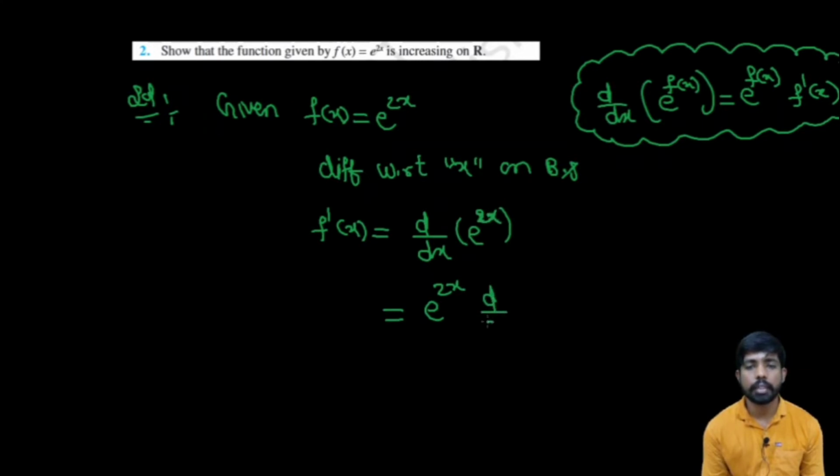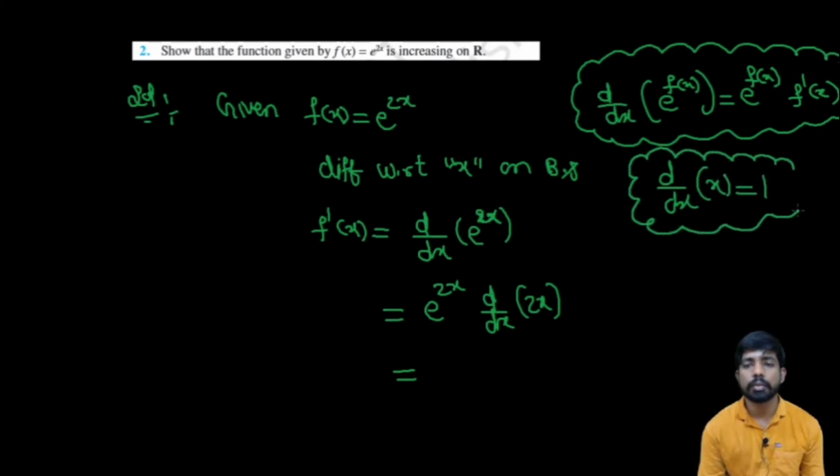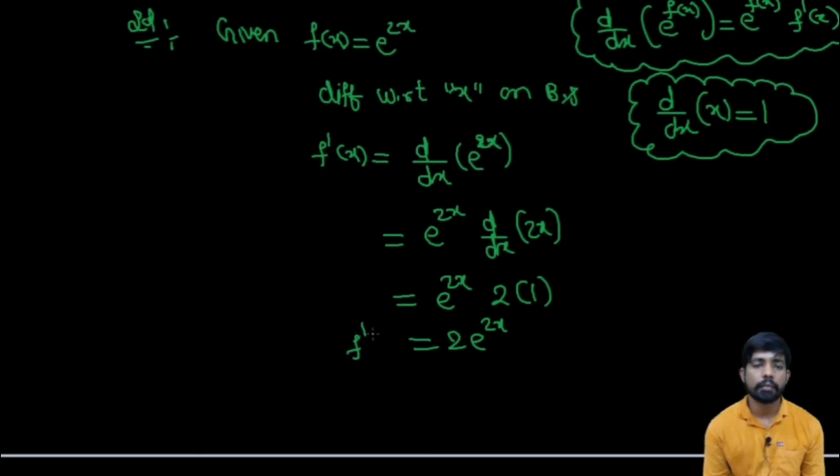Again, differentiation of 2x, chain rule. Here we have a constant outside. Differentiation of x is always equal to 1, as I said in the previous problem. So e to the power of 2x into differentiation of x, which is 1. A constant we never differentiate when it multiplies the variable. So this is 2 into 1. Therefore, in general, f dash of x is equal to 2 e to the power of 2x.